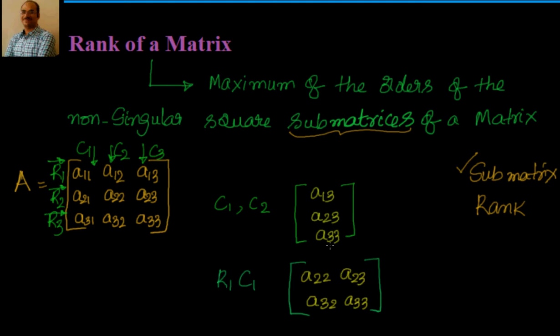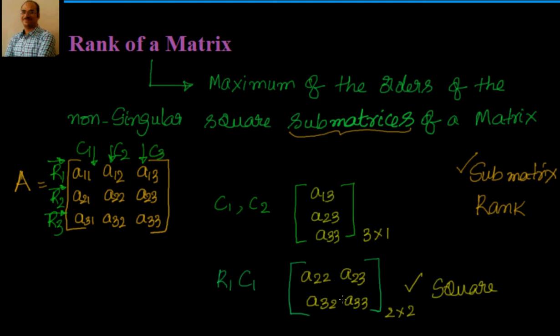Now can you see what is the difference between the first matrix and the second matrix here? The first one is having 3 rows and 1 column. That means it's a 3 by 1 matrix. Whereas if you look at the second one, you have 2 rows and 2 columns. It's a 2 by 2 matrix. So the second matrix is a square matrix, as you know. Now let's go back to the definition. Maximum of the orders of the non-singular square submatrices of a matrix.